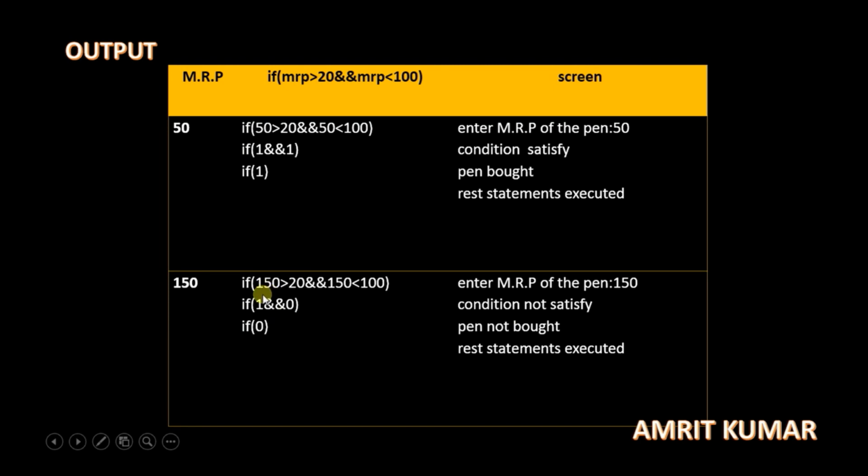Okay, so here you will see that 150 is greater than 20 is a true statement, and 115 is less than 100 is a false statement. And we have studied in the logical AND operator that if both the conditions are true, then it is going to return a true value, otherwise false. Because the condition is false in the if condition, the if part is not going to be executed, the else part is going to be executed. So the else part has been executed.